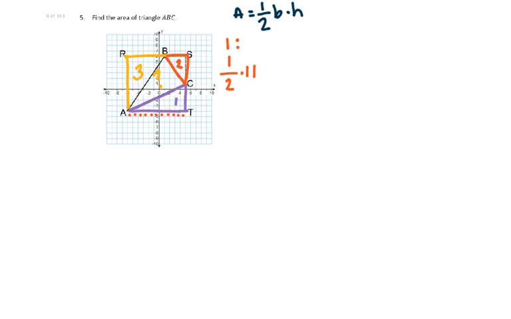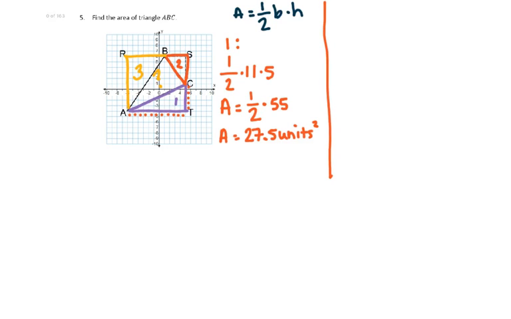Okay, and then we have 1, 2, 3, 4, 5 units making up the height of this triangle. So we're going to multiply that by 5. So now we're going to find the area by 1/2 times 11 times 5 is 55. And half of 55 is 27.5 units squared. So there is the area of our first triangle.